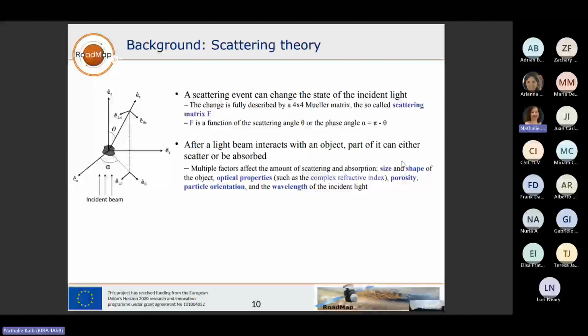So after a light beam interacts with an object, part of it can either scatter or be absorbed. And there are multiple factors that affect the amount of scattering and absorption. What is really important is the particle size and shape, optical properties such as the refractive indices, porosity, particle orientation, and the wavelength of the incident light.